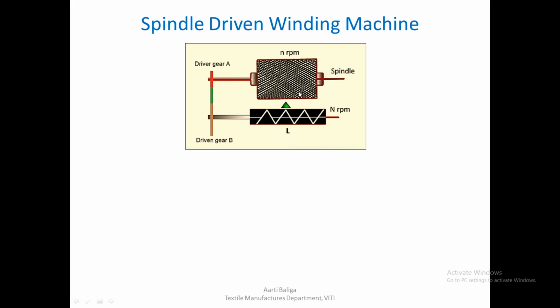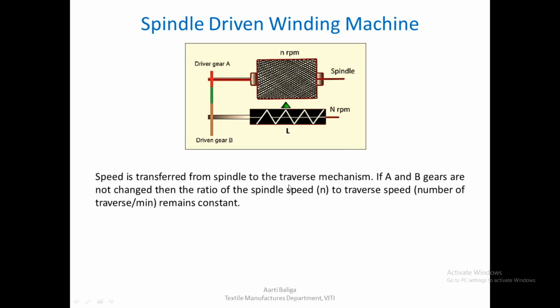As in case of drum driven, both were the same. The drum as well as the package drive was the same. In this case, it is isolated, but the spindle will drive the traverse mechanism through a pair of gears shown here, A and B. So speed is transferred from spindle to the traverse mechanism. If A and B gears are not changed, that means if throughout the build of the package nobody is going to change those gears in between.